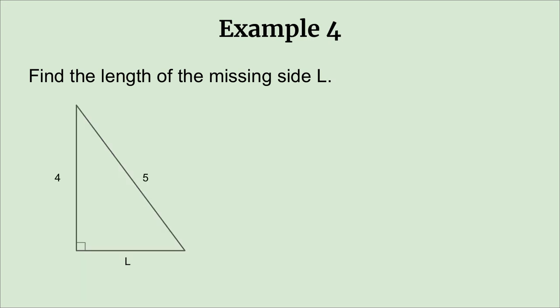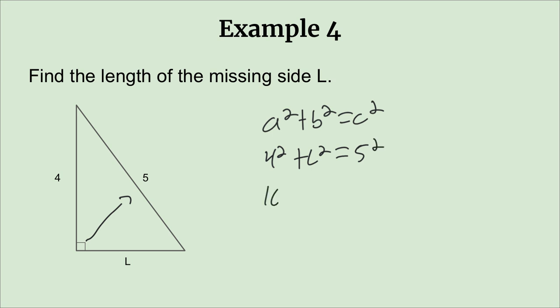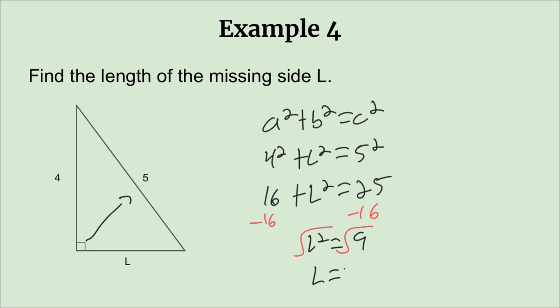All right. A squared plus B squared equals C squared. We check to see what our hypotenuse is. It's 5. So we'll have 4 squared plus L squared equals 5 squared, 16. Simplifying what we can. Then we'll subtract 16 from both sides. We get L squared equals 9. Take the square root of both sides. L equals 3.